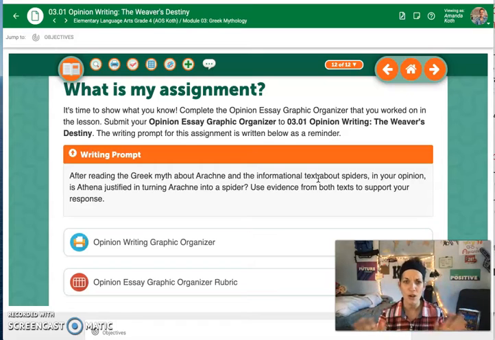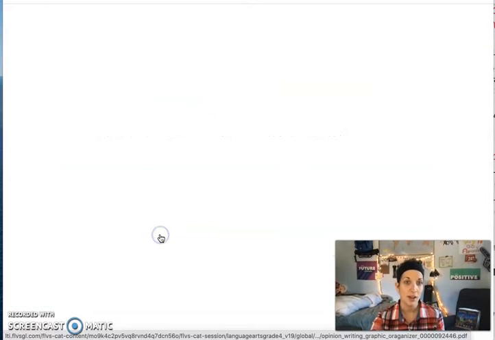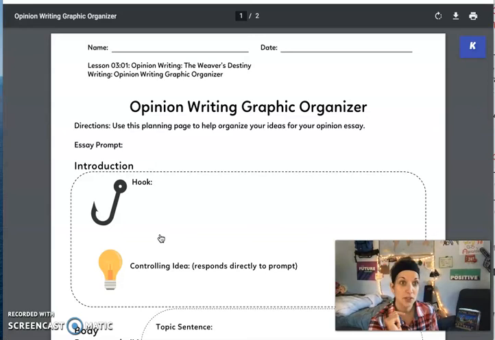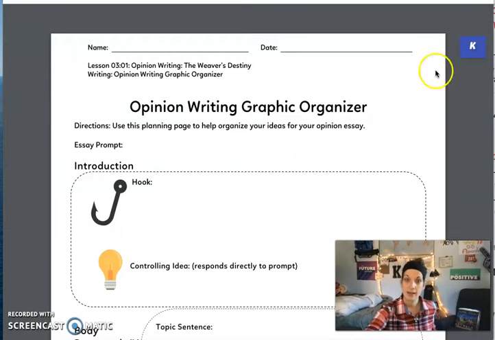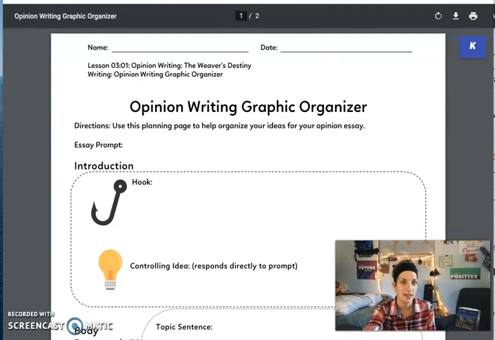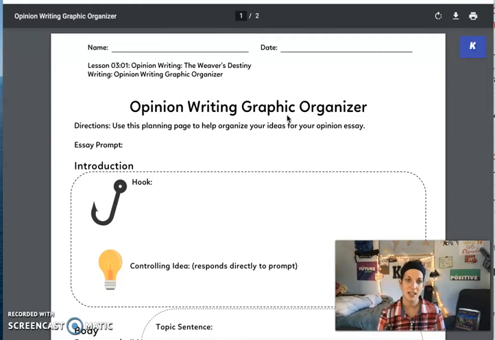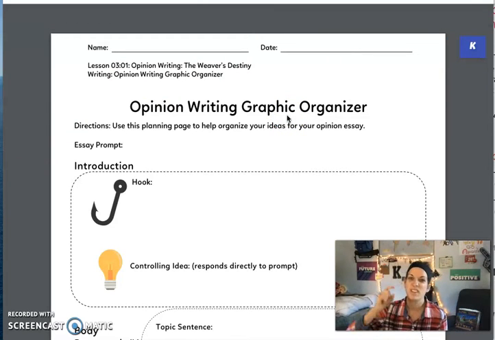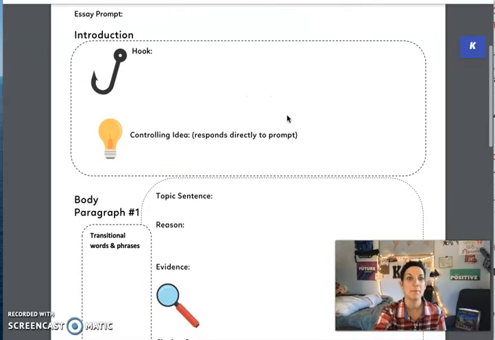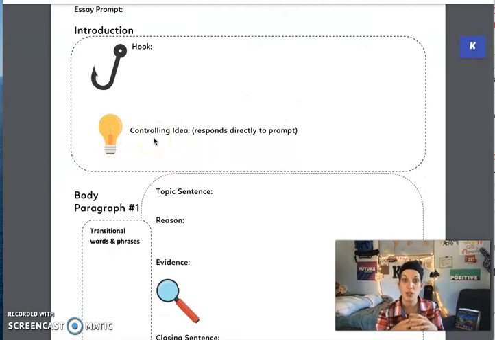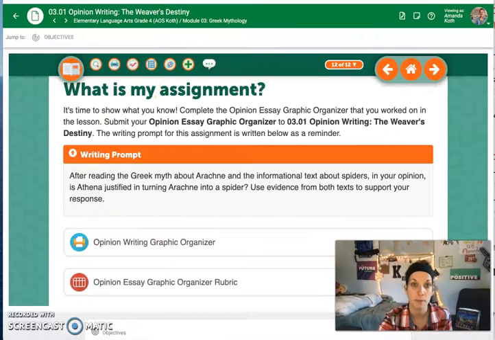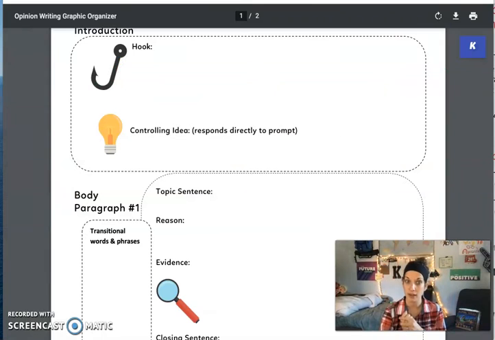You're not doing this all at once. You're doing it piece by piece. So in Lesson 1, you start off working on your graphic organizer. Yeah, in Kami, of course. It gives you instructions, and in the lesson, it's gonna help you know what to do. But you've got to have a good hook, okay? Your controlling idea is where you respond to the prompt. So you look at the prompt, and you'll say, I think Athena was justified, or I think Athena was not justified in turning Arachne into a spider. So you very clearly state what you think.